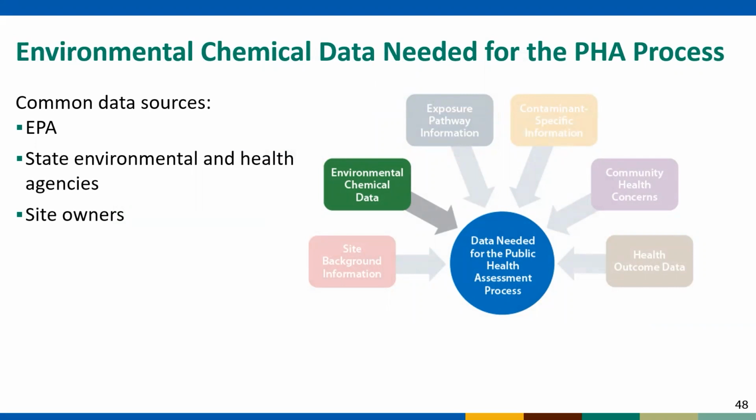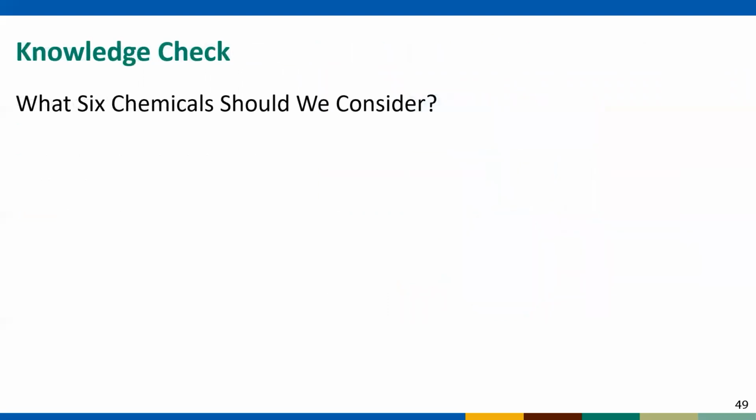As previously mentioned, ATSDR usually depends on EPA and other agencies, such as state environmental and health agencies, to generate and provide the environmental chemical data necessary to conduct the PHA process. In addition, site owners are a common data source. So let's pause now with a question: what 6 chemicals should we consider from what you've learned from the GLC exposure scenarios?